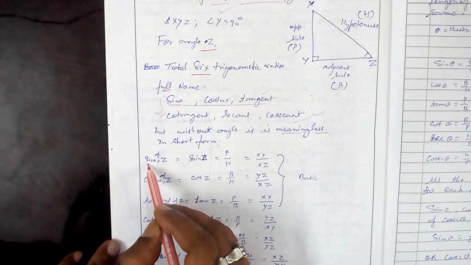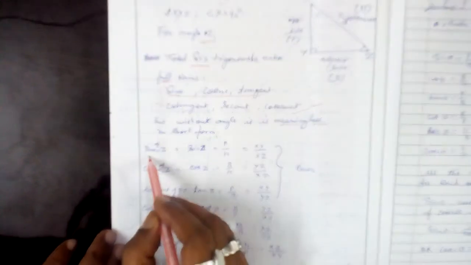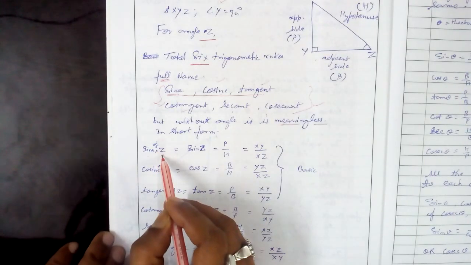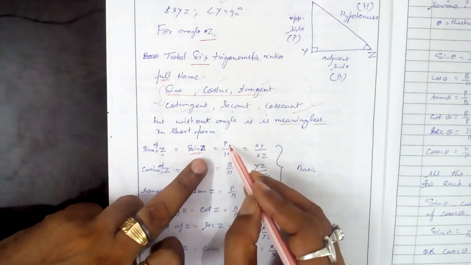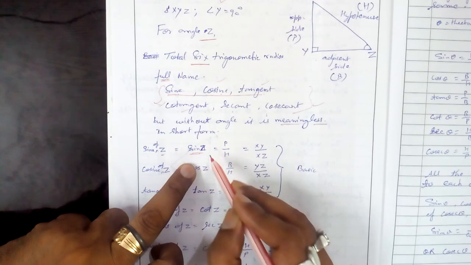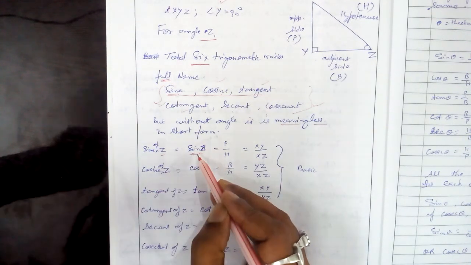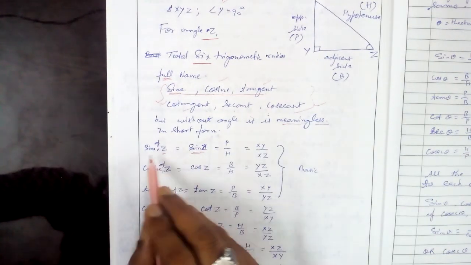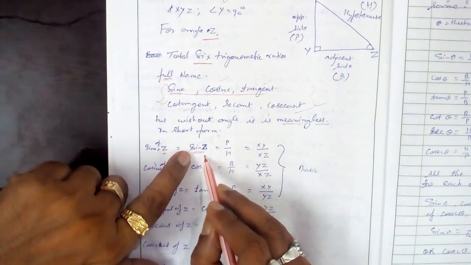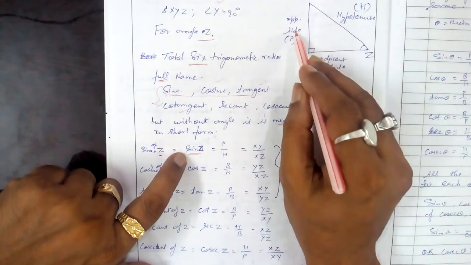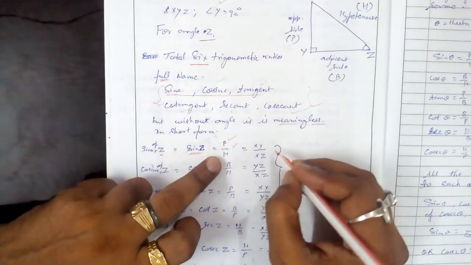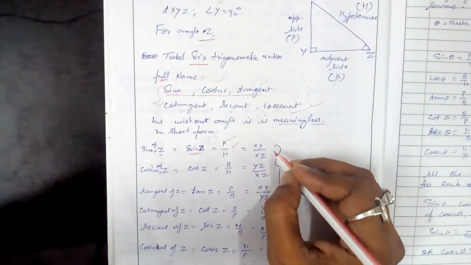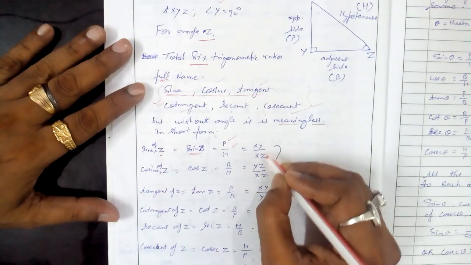Full name: you write in words sine of angle Z. The short form is sin Z. Some of you are putting just sin, but it is sine Z, sine of Z. Sine Z is always perpendicular upon hypotenuse, that is P upon H. It is true for all right triangles, whatever the sides are. So it is XY upon XZ.